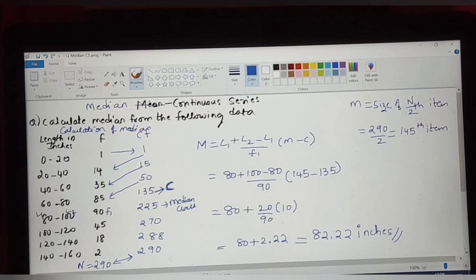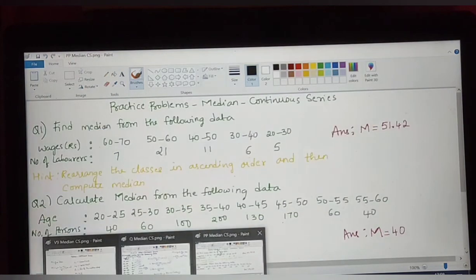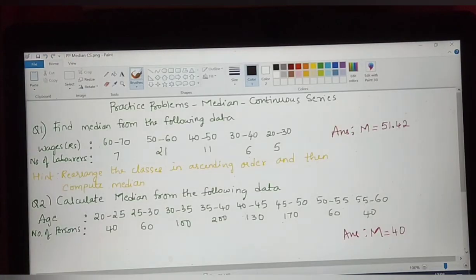Let me show you some practice problems. Here are two problems related to continuous series median. In question number 1, I have written a hint in yellow ink: rearrange the classes in ascending order and then compute the median. When you move your class interval, you move your frequency along with it, so they move in pairs. The answers to these questions are given in red ink. You can solve and check the answers by yourself.